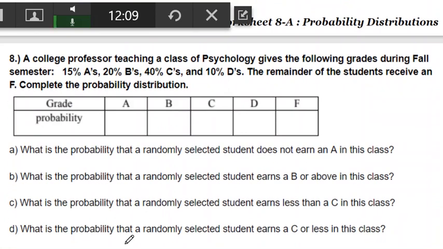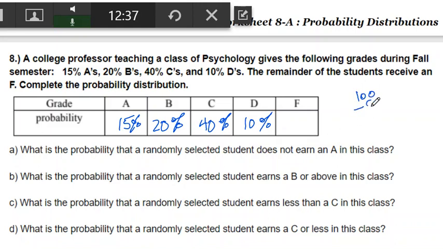All right, let's mark what we got. 15% A's, 20% B's, 40% C's, and then 10% D's. All right, 10 and 40 make 50, and 20 make 70. 70 and 15 make 85. That leaves us with 15% there. Now we can start answering the questions.